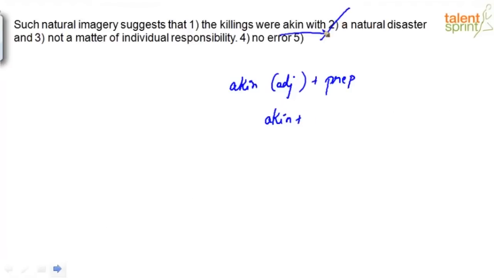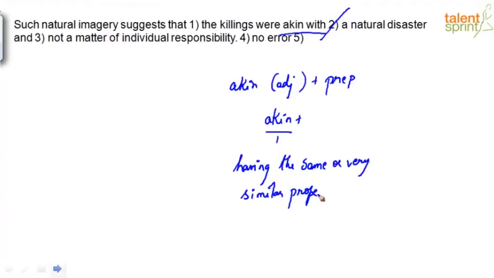So this combination is incorrect. What does akin usually go with? Which is the preposition? I'm sure you understand what akin is, right? The meaning: having the same or very similar properties. So just for people to understand what this means, akin means having the same or very similar properties, qualities or preferences. So such natural imagery suggests that the killings were similar to what? A natural disaster and not a matter of individual responsibility.